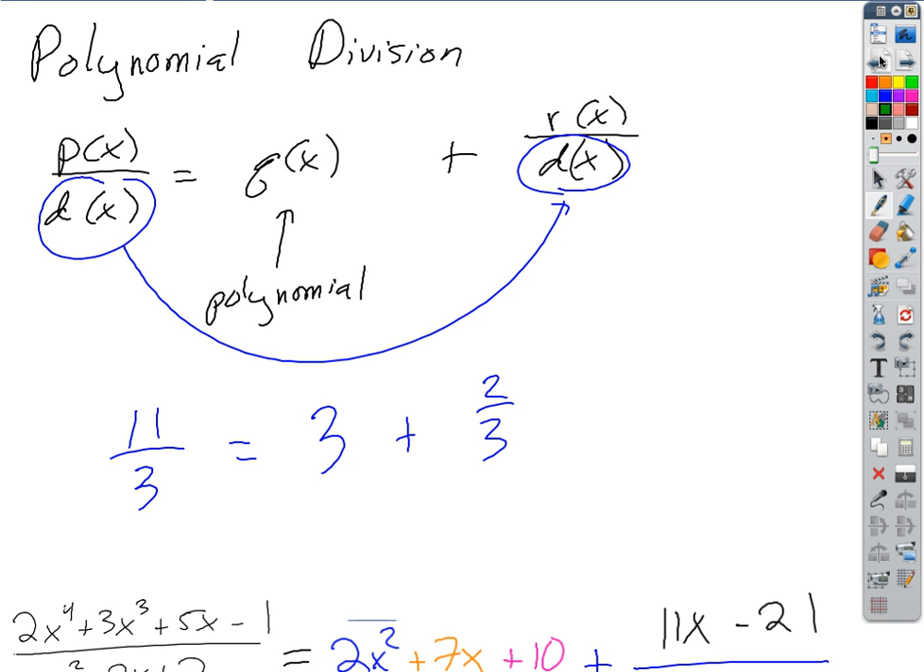We get 4 with no remainder. So what we'd say then, right, is that 3 goes into 12 evenly. It goes in 4 times evenly, right?